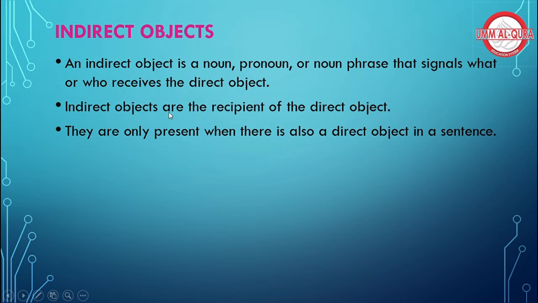An indirect object is a noun, pronoun, or even a noun phrase that signals what or who receives the direct object. Now, the indirect object is linked with the direct object. Okay. The indirect objects are the recipient of the direct object. Means the indirect object is related to the direct object. They are only present in a sentence when there is also a direct object. If there is no direct object, indirect objects do not exist.